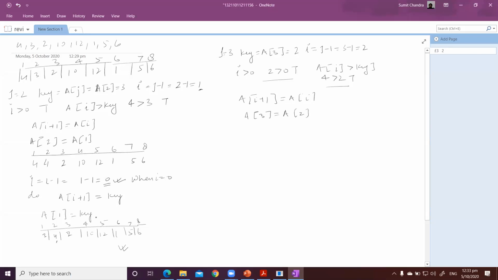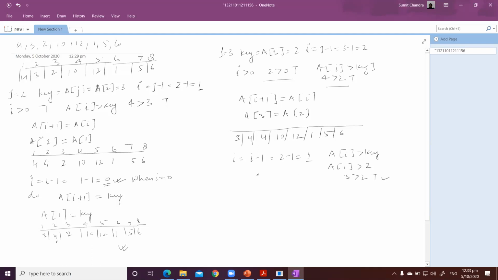So in this array, a[3] will be equal to a[2]. Now what we'll get? 3, 4, 4, 10, 12, 1, 5, 6. And then i is equal to i minus 1, so 2 minus 1 is equal to 1. So i value is still not 0. So again we check a[i] greater than key. We check whether a[1] is greater than key. Key value is 2 and a[1] value is 3. So 3 is greater than 2.